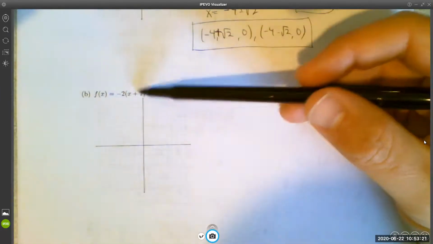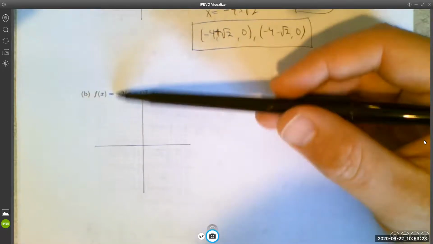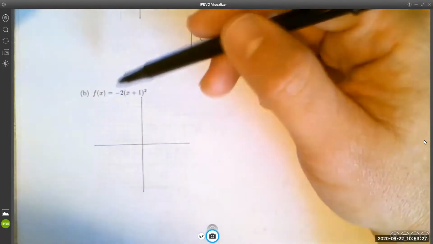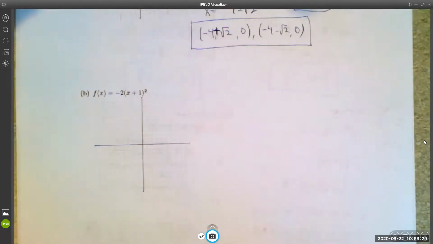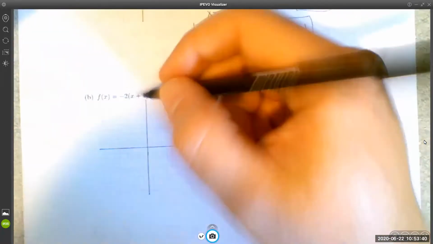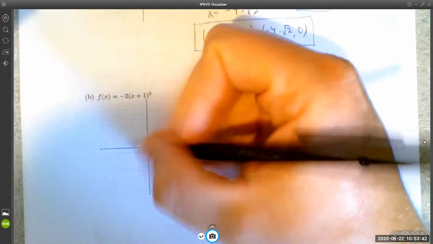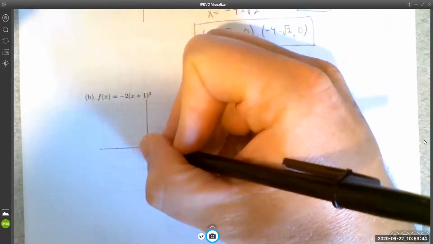Okay, so obviously there's a horizontal shift here, but also you're going to have to do some stretching and flipping. So anyway, pause the video, see if you can work it out on your own. Okay, here's my solution. The vertex is going to be, instead of at 0, 0, it's going to be at -1, 0.